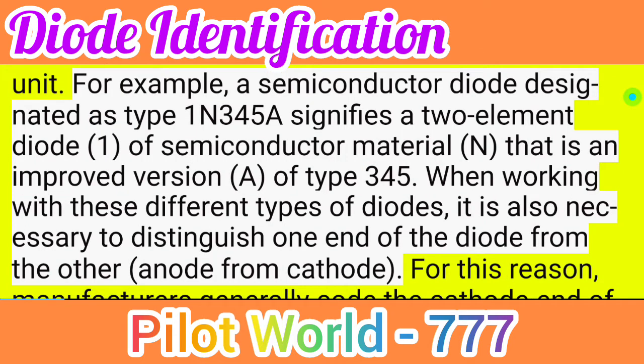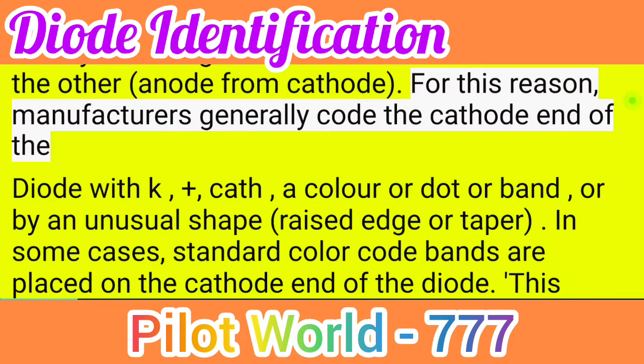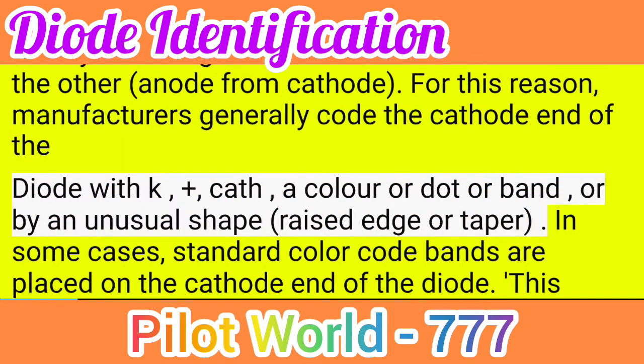For example, a semiconductor diode designated as type 1N345A signifies a 2-element diode, 1, of semiconductor material, N, that is an improved version, A, of type 345. When working with these different types of diodes, it is also necessary to distinguish one end of the diode from the other, anode from cathode. For this reason, manufacturers generally code the cathode end of the diode with K or CATH, a color, a dot or band, or by an unusual shaped raised edge or taper.